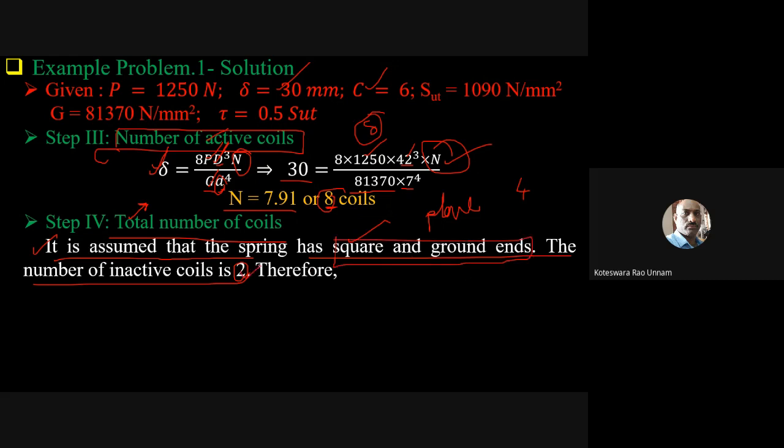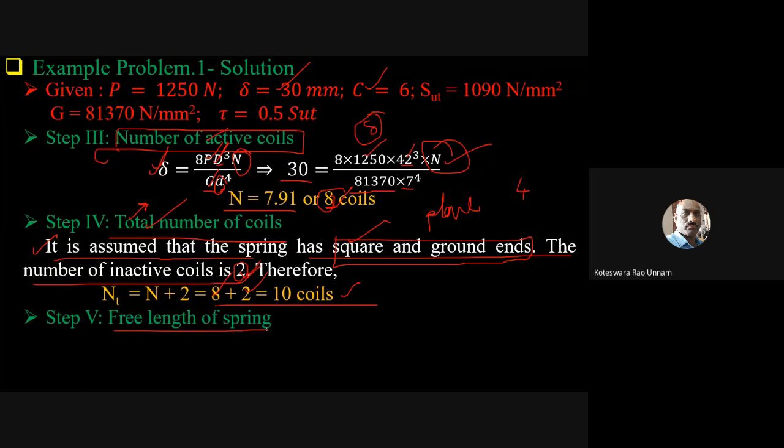Therefore, the number of inactive coils is 2. The number of active coils is 8, inactive coils is 2. Therefore, your total number of coils is 10, active coils plus inactive coils comes out as 10. Once you find this out, then we need to compute the free length of the spring.